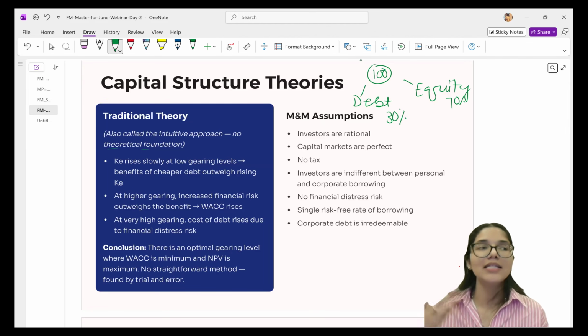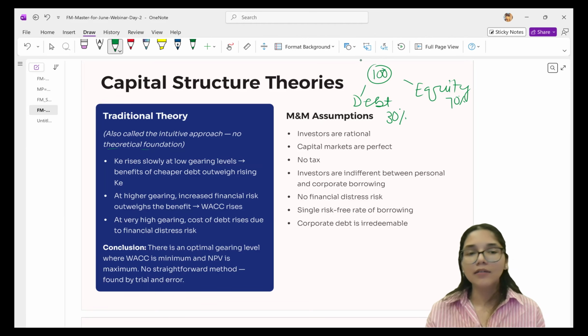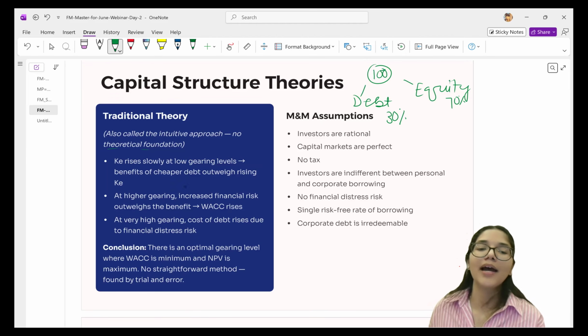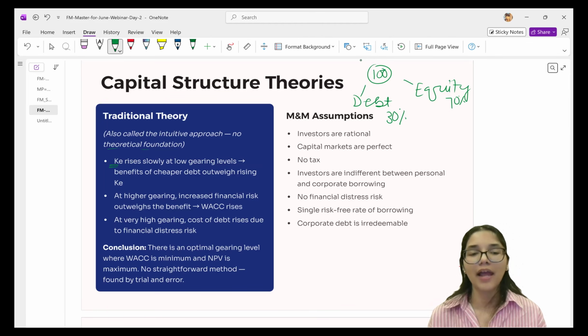Now, these theories tell you what will happen to the cost of capital if a company starts to take more and more debt. Firstly, the traditional theory tells you that your cost of equity is what we pay to the equity shareholders. Initially, when you have a low gearing level, your cost of equity will start to rise slowly as you begin to take more and more debt.